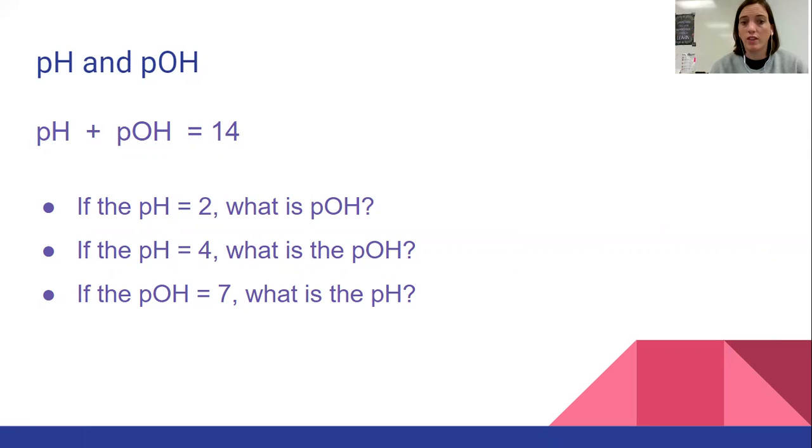10. Yeah, so you're going to have a pOH of 10. If you have a pH of 4, then what's the pOH going to be? 14 minus 4 is 10, so you would have a pOH of 10. This last one, we give you the pOH of 7. So now we're going to do 14 minus 7, and that tells us that the pH is also 7. Again, pH plus pOH is always equal to 14.